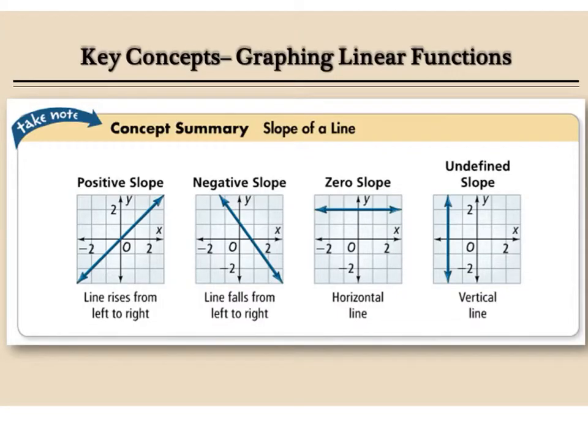So here are the four slopes of a line, of a linear function, because a linear function is a straight line. This is a positive slope. It starts at the bottom left and goes up and to the right. A negative slope goes down to the right. A zero slope is a straight line that goes horizontal, and an undefined slope is a vertical line. Those are the four slopes.